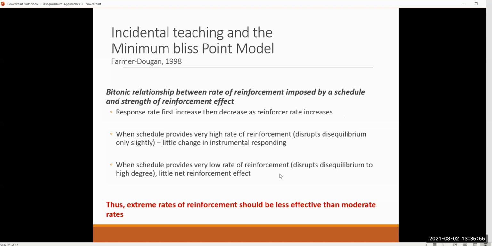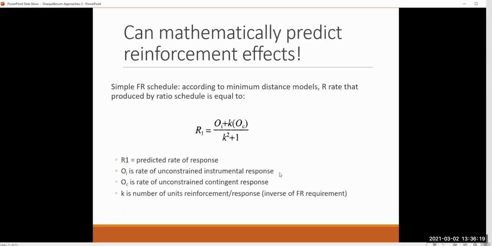But when the schedule provides a very low rate of reinforcement, you're not getting any reinforcement at all, you also get very little reinforcement effect. So if I don't get any reinforcers, I don't do the behavior. But if I get too many reinforcers, that actually goes the other way and it begins to sate me. And so I stop doing the behavior. So extreme rates of reinforcement should be less effective than moderate rates. And indeed, that's true. And typically we use a fixed ratio schedule, and we'll use this as our example.